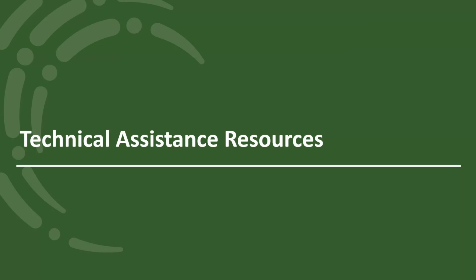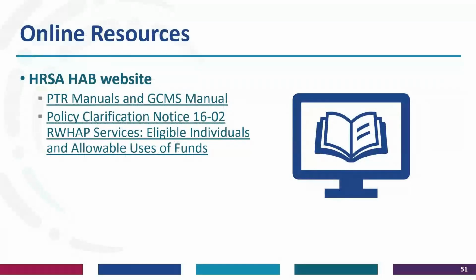But first, I'm going to pull up some of the resources available to assist you if you need any additional assistance. So the RWHAP website is where we currently have all of our online resources. The first link here is for the recipient resources page, which is going to include both of the PTR manuals and the GCMS manual. And then the second link we have is for the HAB policy notices page, which includes PCN 1602, which is the document that houses the definitions for all core medical and support service categories.